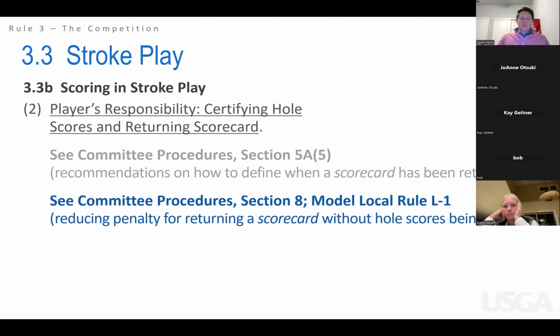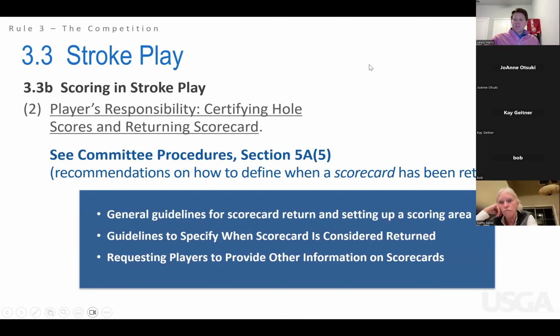And we have a model local rule that reduces the penalty for returning a scorecard without whole scores being certified. The CGA uses this model local rule. Again, when we have that breach of that rule, it's usually disqualification. With model local rule L1, it reduces that penalty down to a general penalty on the final hole of a player's round. So when we turn a scorecard in and we don't have a signature on it, but we have this model local rule in place, the player's not going to be disqualified. We're just going to add 2 strokes onto their final hole, and that's going to be how they turn their scorecard in.